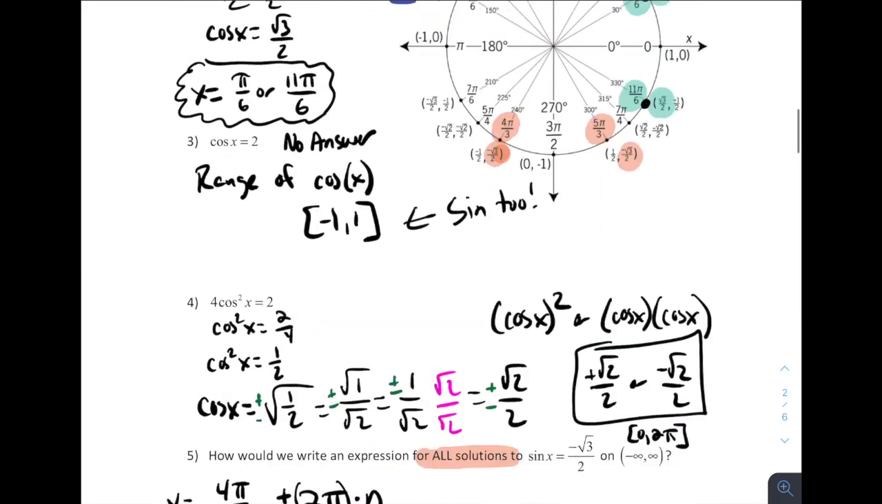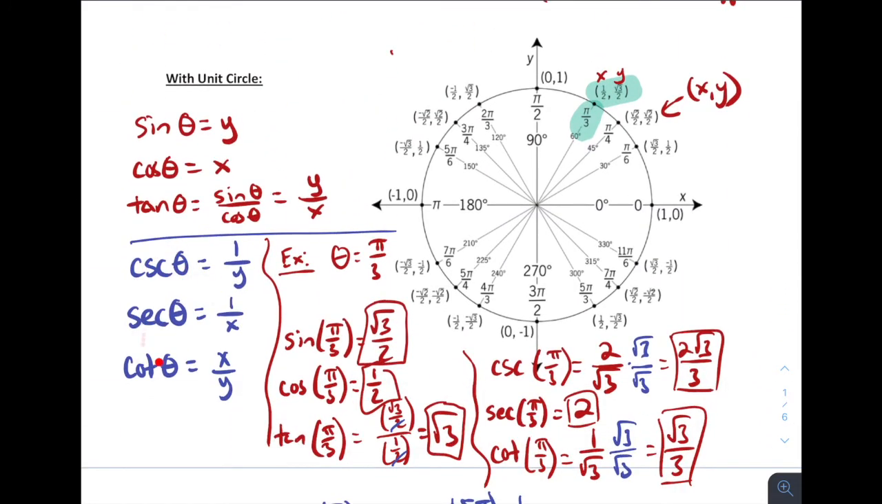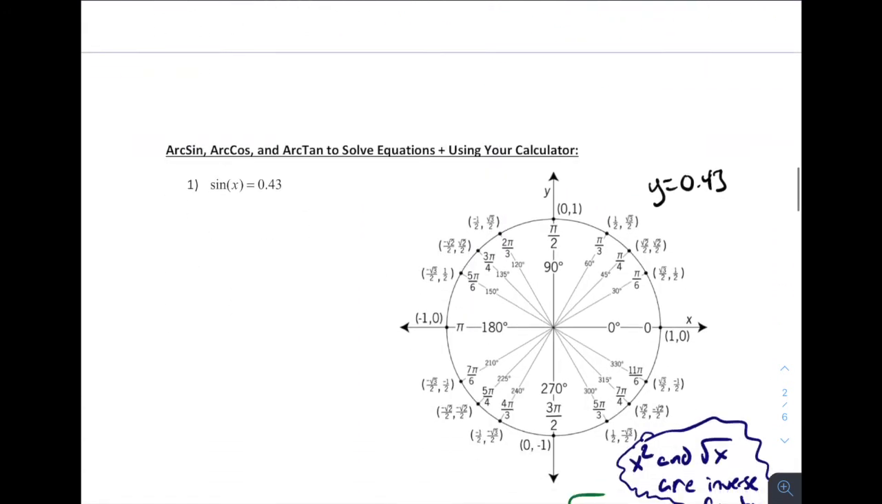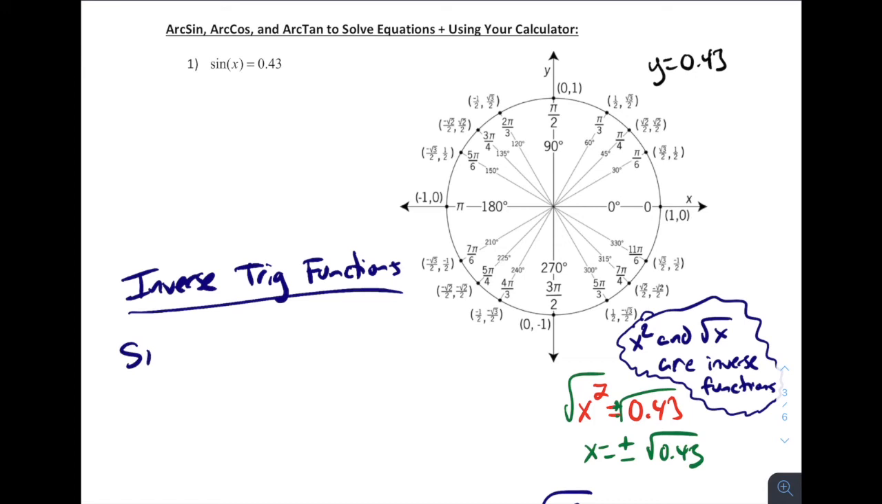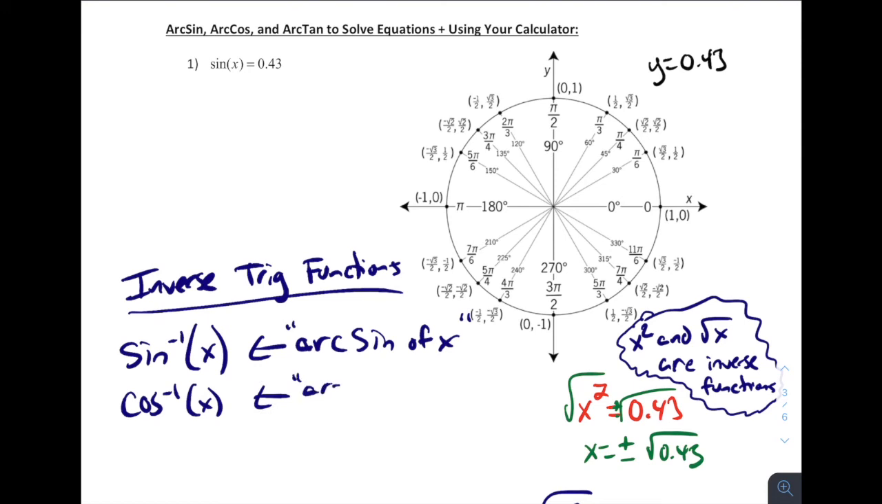Well, in addition to our reciprocal trig functions, which we talked about back here, cosecant, secant, and cotangent, there are what are referred to as the inverse trig functions. Technically, I'm sure there are inverse trig functions for all 6 of the basic trig functions, including those reciprocal ones. But generally, we normally only talk about the arcsine of x, the arccosine, and the arctangent.